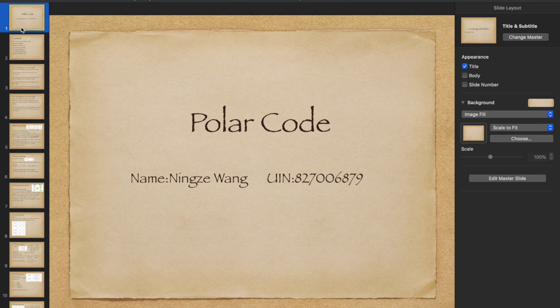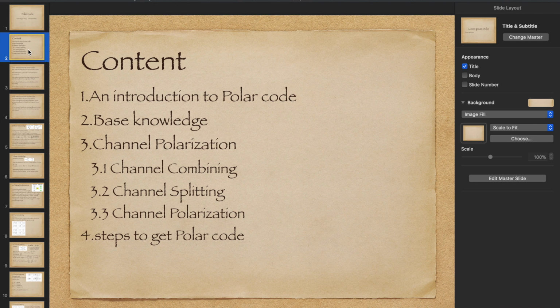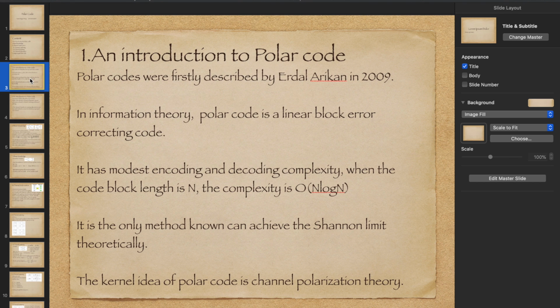Hello, I'm gonna talk about polar code today. Here is the content I'm gonna talk about. So first, I'm gonna give an introduction to polar code.